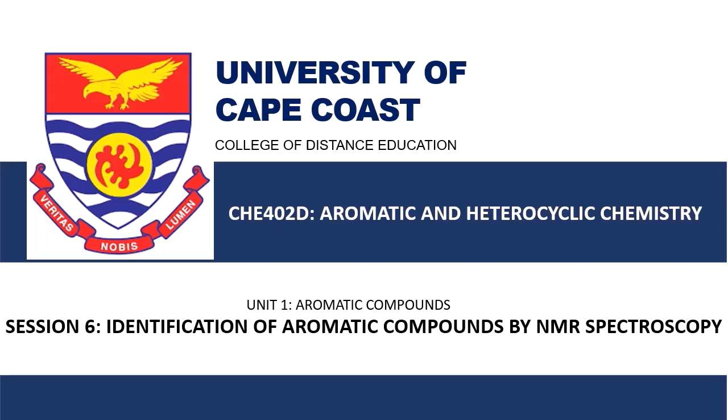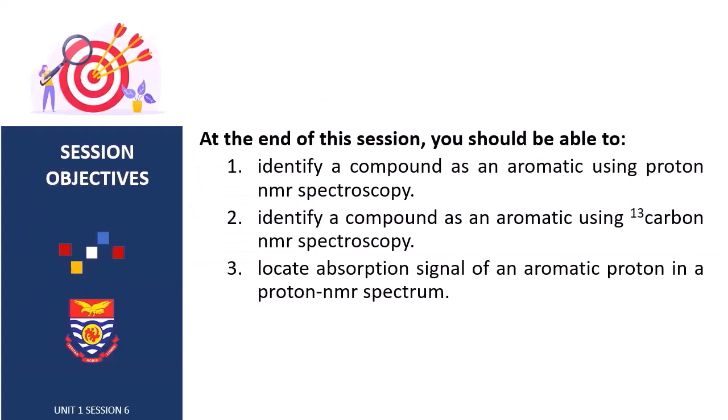Welcome to the last session under Unit 1, which is identification of aromatic compounds by NMR spectroscopy. At the end of the session, you should be able to identify a compound as aromatic using proton NMR spectroscopy, identify a compound as aromatic using carbon-13 NMR spectroscopy, and locate the absorption signal of an aromatic proton in the NMR spectrum.